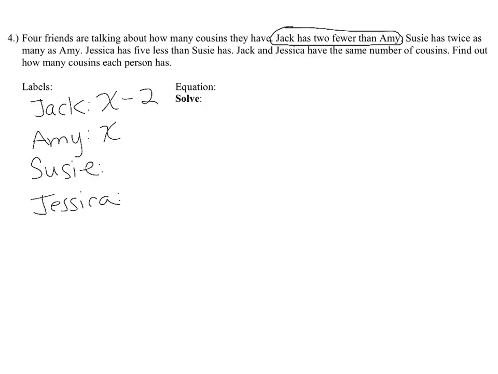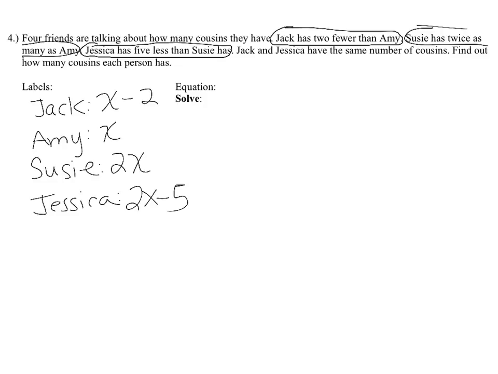Susie has twice as many as Amy. Okay, well, Susie has twice as many as Amy. So if Amy has X, then Susie has 2 times X, right? So we did that one. Susie has twice as many as Amy. In the next sentence, Jessica has 5 less than Susie has. So now we're talking about Jessica. Jessica has 5 less than Susie. Well, Susie has 2X. Jessica has 5 less than that. So that would be 2X minus 5.